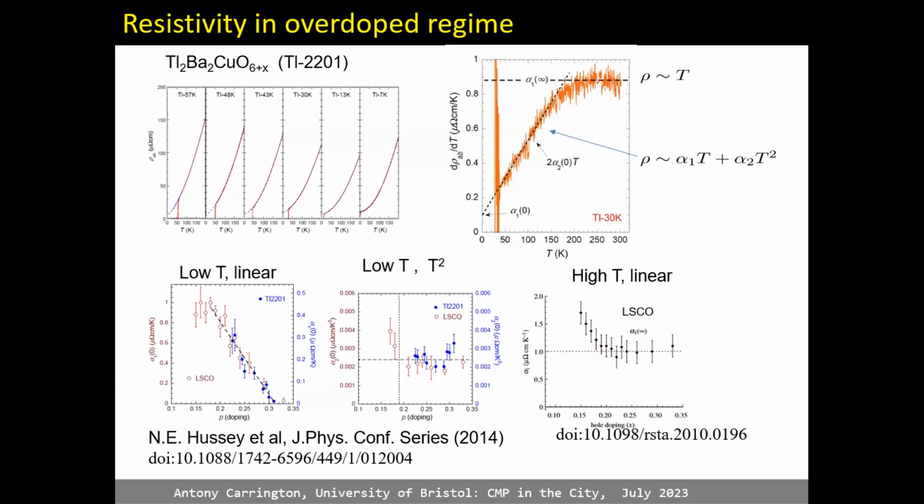No. From memory, in fact, that was one of the things I studied way back in the day. There is a small change with doping. It's much less than the resistivity. So to a large extent, the changes in the resistivity and the changes in the Hall resistivity cancel each other out, to some extent.